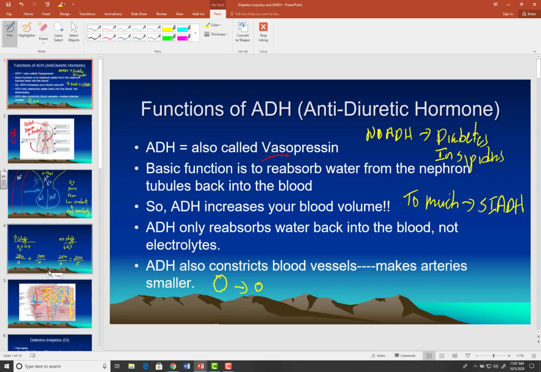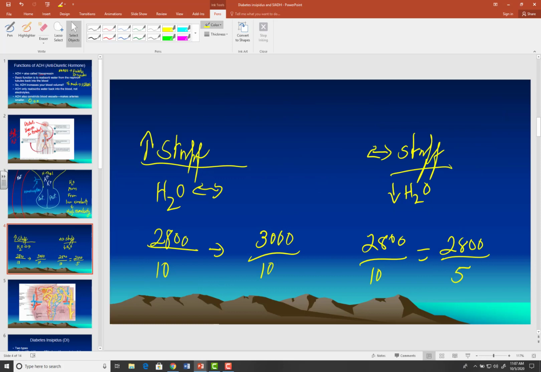Now, before I talk about that, I got to talk about the concept of osmolarity. And I made up some numbers here, right? So osmolarity, again, is a measurement, right? So it measures the ratio of stuff to water in the blood and stuff to water in the cell. So when you talk about increasing that measurement or increasing osmolarity, if you look at these numbers, and again, I'm making them up, it's stuff over water. So if I have 2,800 stuffs and 10 waters, my osmolarity is 280.